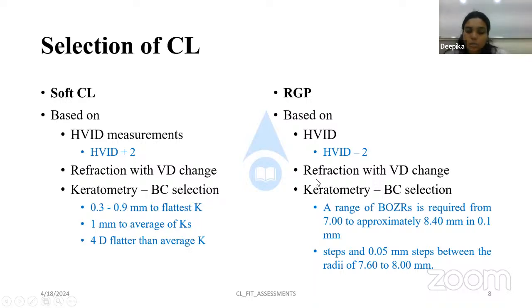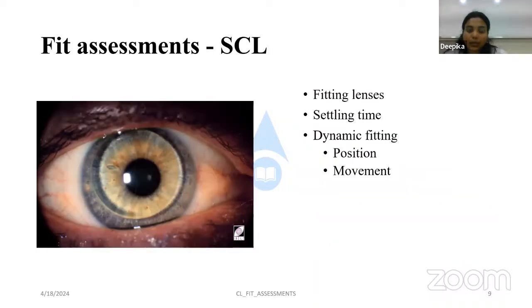Well, RGP is based on HVID minus 2, refraction with vertex distance, and keratometry with base curve selections. A range of BOZR is required from 7 to approximately 8.40 mm in 0.1 mm steps and 0.05 mm steps between radius of 7.60 to 8 mm. Fit assessment of soft CL is fitting the lenses, settling time, dynamic positions which control position and movements.